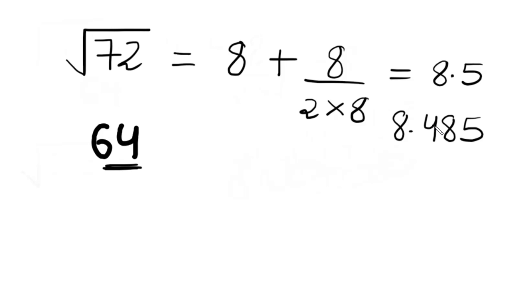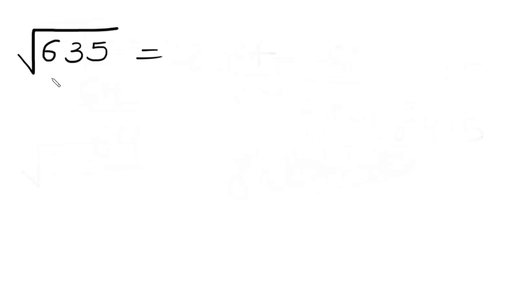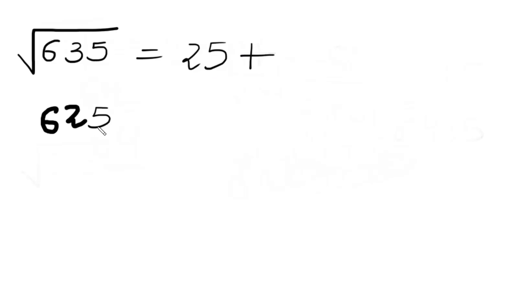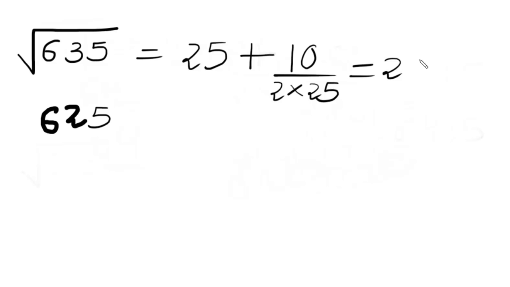So let's take another example. Suppose we had to find the square root of 635. All we got to do is find a number which is less than 635 and is a perfect square, which is 625. Then what is the square root of 625? 25, right? And to 25 we add the difference of these two, which is 635 minus 625, which is 10, and you divide it by twice the square root of 625, which is 2 into 25. So 25 plus 10 by 50, 10 by 50 will be 0.2, so our answer comes out to be 25.2.